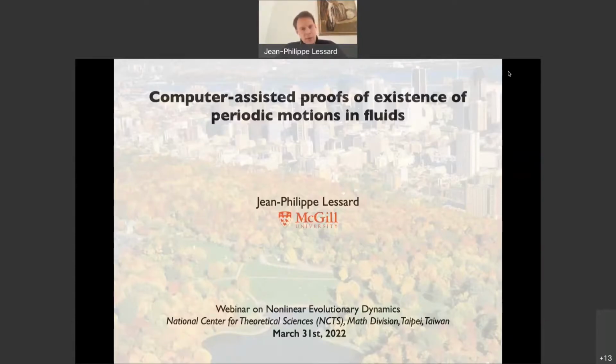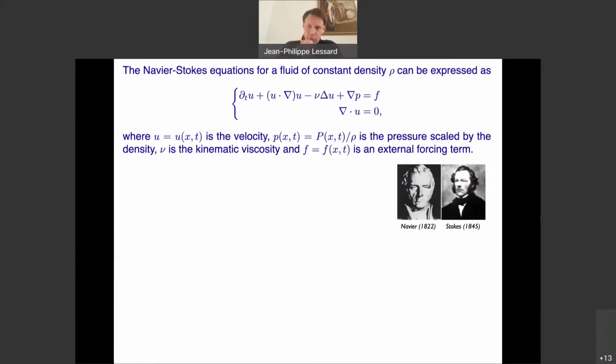But as I said, this talk is about the Navier-Stokes equation. So I'm going to first recall a little bit of background on Navier-Stokes. As many of you know, these are equations to model fluids. And in that case, what we have is a system of equations. Here the unknown is the velocity of a fluid.